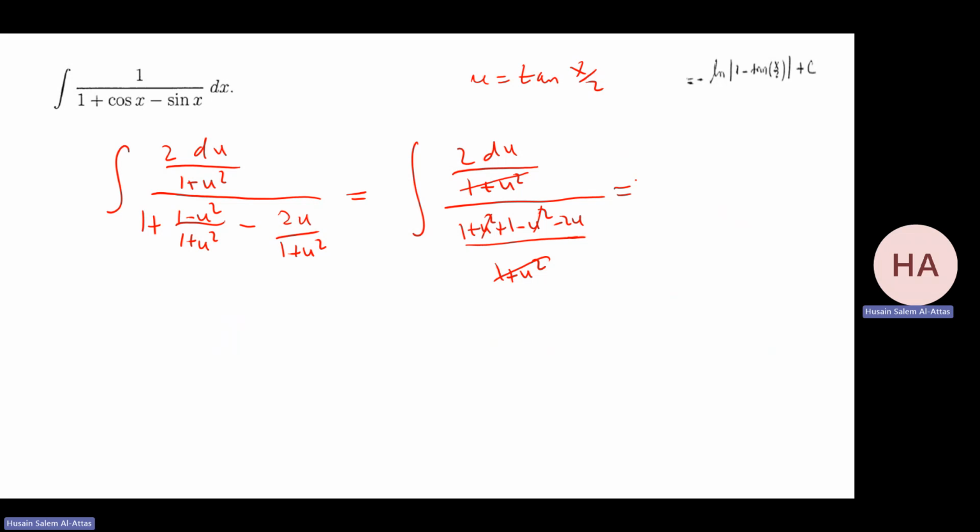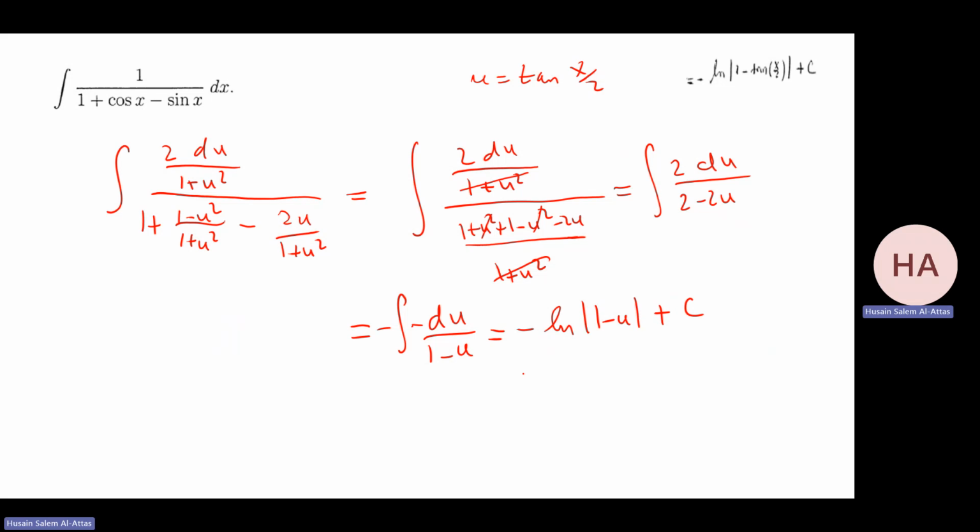I have 2 du over 2 minus 2u. That will be the integral of du over 1 minus u. And that is what? I need minus and minus. So it's minus ln of 1 minus u plus c. And that will be minus ln of 1 minus tan x over 2 plus c, which is this one.